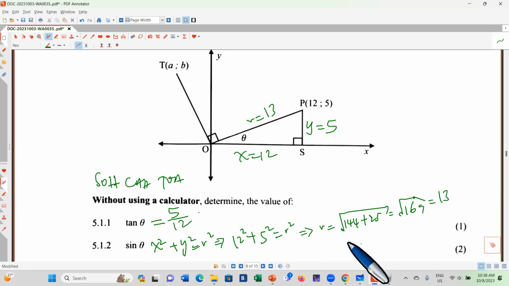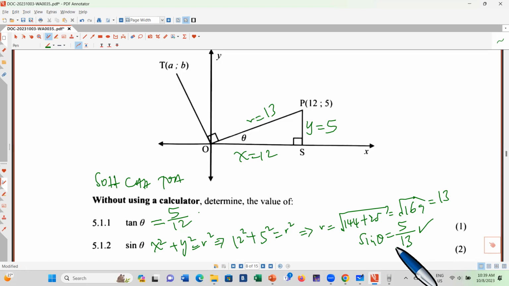And then we just need to find the sine. The sine of theta, according to SOHCAHTOA, is the opposite over the hypotenuse. Opposite theta is actually 5, and the hypotenuse is 13. So yes, well done and congratulations for giving the correct answer. It is actually 5 out of 13.